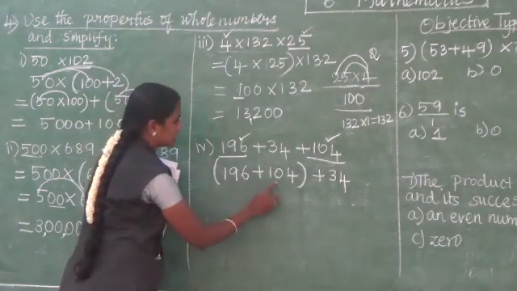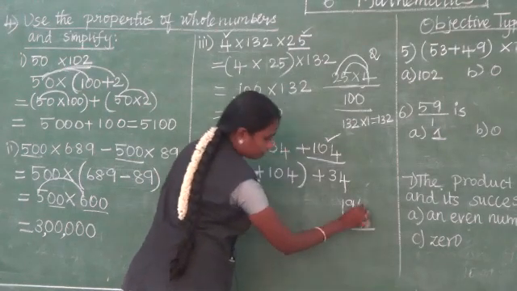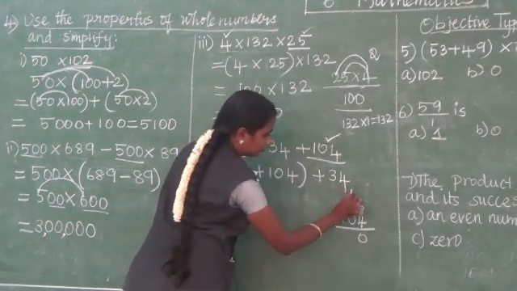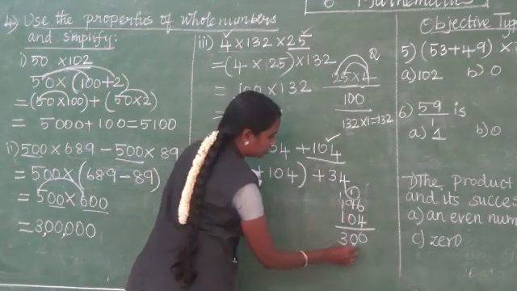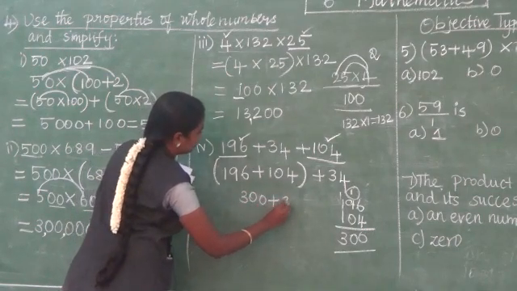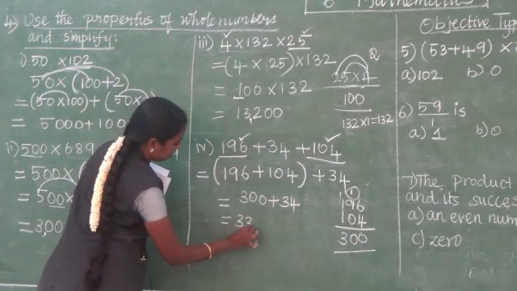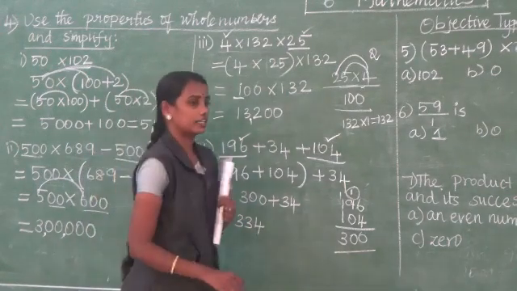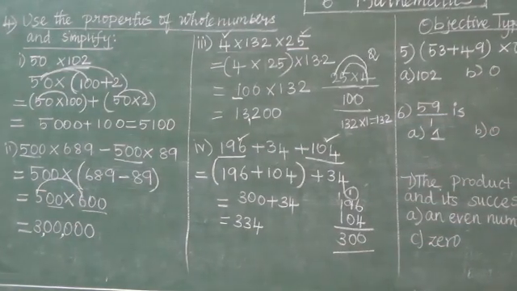Okay, 196 plus 104, 6 plus 4 10, 1, 9 plus 1 10, 1, 1, 1, 300. So 300 plus 34. 300 plus 34 is 334. Okay, clear everyone? Okay, next objective types question.